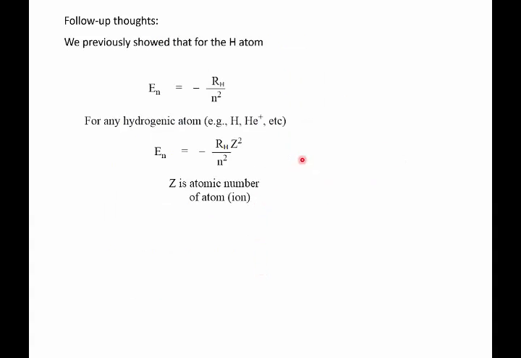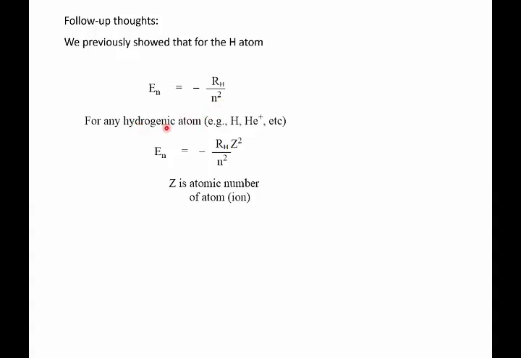Some follow-up thoughts. We previously showed for the hydrogen atom that the energy of an electron at a given level, E sub n, can be calculated with a simple equation. This is the equation derived by Bohr, and it's often called the Bohr equation. E sub n equals negative R sub H, strictly speaking a little different from what we called the Rydberg constant, so it's minus R sub H over n squared.